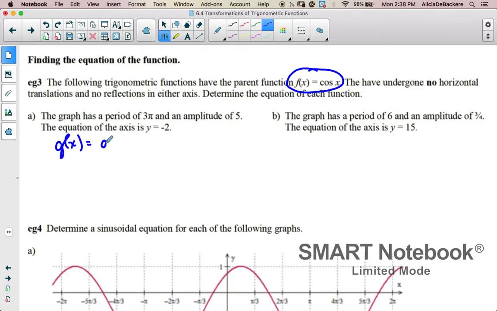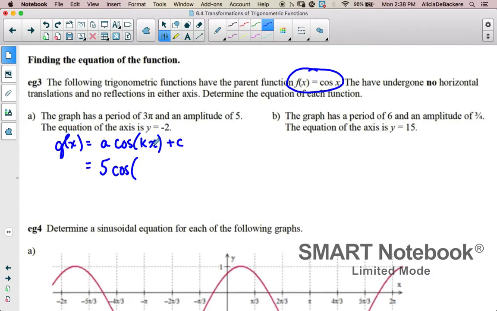It tells me that my function looks like a times cos, because they told me the parent is cos, times (kx plus c). And there's no extra set of brackets with the plus d because it's gone. No horizontal shifts. Okay, so now we have to figure out what the a, the k, and the c are. Well, the a value is going to come from the amplitude, right? So the amplitude here is 5. I have to think about, is it positive or negative 5? But this question says there's no reflections, so it's positive.